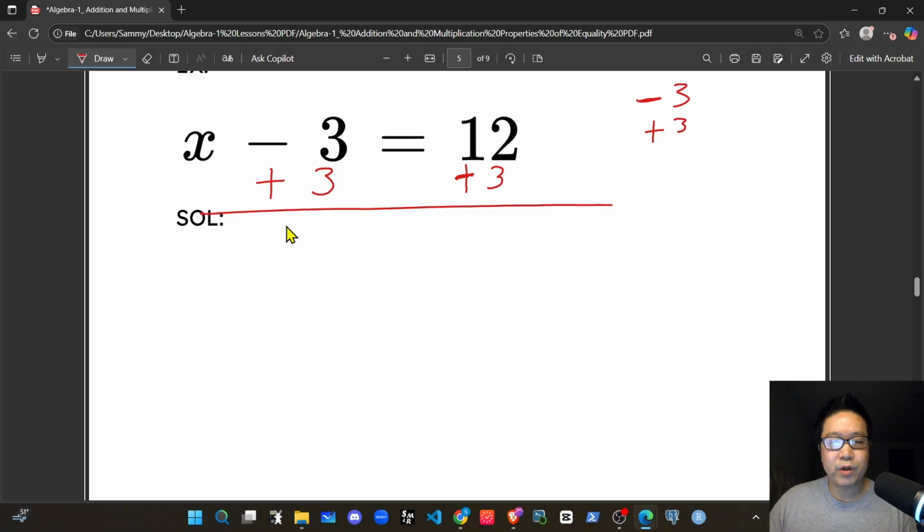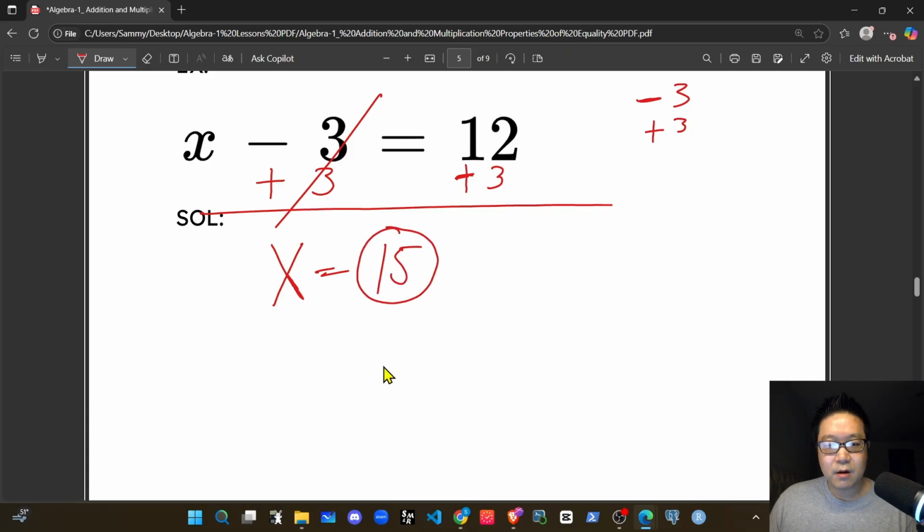Okay, and when we do that, what happens is the negative 3 and the positive 3 cancel each other out. On the number line, if you start at -3 and you go right 3 steps, you end up at 0. -3 and +3 cancel each other out. They become 0. So you can just cross it out, and on the left-hand side, you're just left with x by itself, okay? And on the right-hand side, 12 plus 3 is what? It's 15, okay? Our answer is 15.